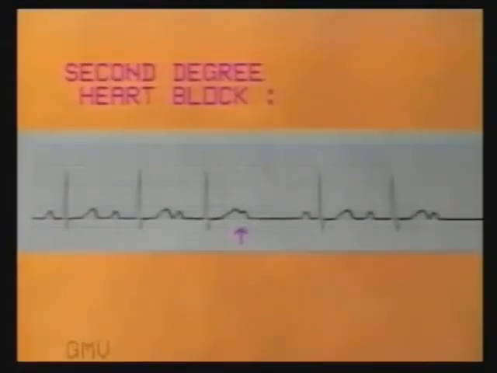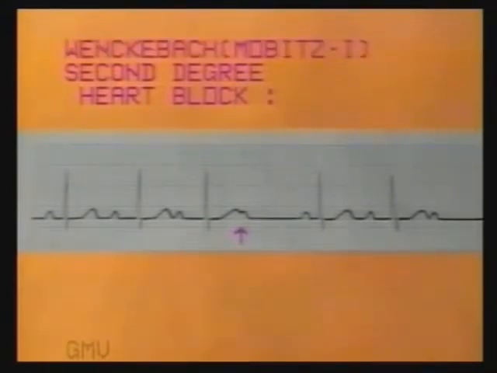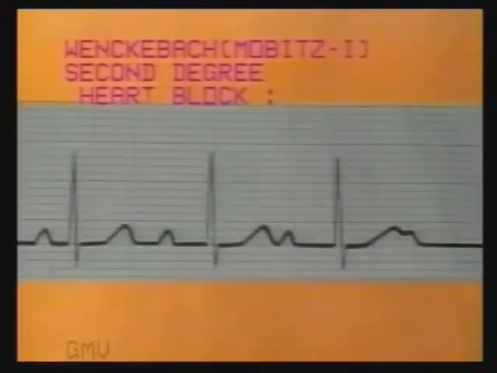On ECG, as we will see in the next three examples, some of the P waves will not be followed by QRS complexes. Now let us see different types of second degree heart block. In this ECG, we see that some intermittent P waves are not conducted. So first we must see whether the PR interval is constant in all the beats or it varies from beat to beat. Here it varies from beat to beat. Now let us observe the pattern more closely.